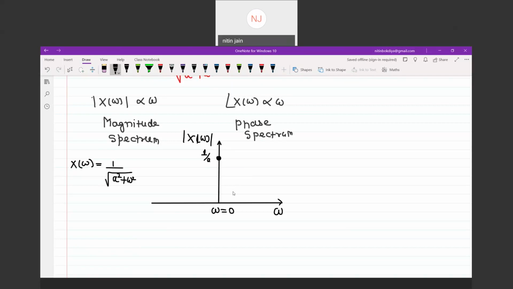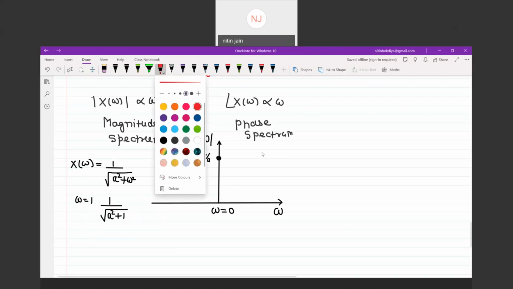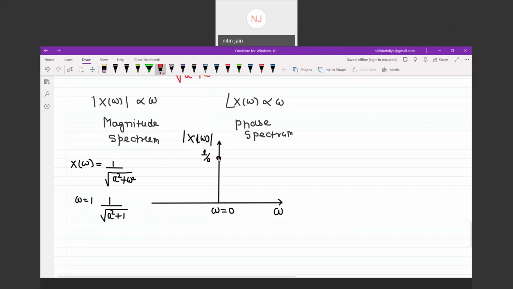And what after that? After that, the amplitude will reduce, because if you select omega equal to 1, the value will be 1 over a squared plus 1. Of course, you are increasing the denominator, so the value will be less. And you can say the output will be this. As you increase the value of omega, the output will reduce.